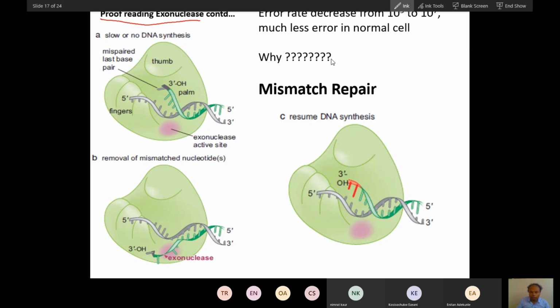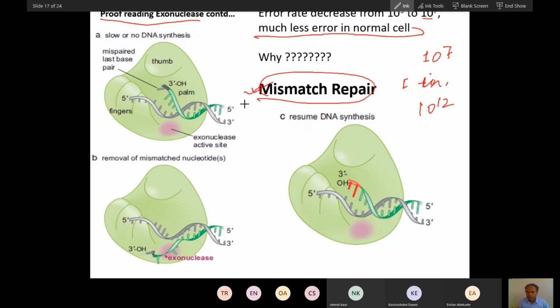But see, the original DNA that has been synthesized, if you analyze it under a microscope, has much less error than this. Actually, the error is 1 in 10 to the power 12. So the error is much less. Why? Because there is one type of repair mechanism in the cell.